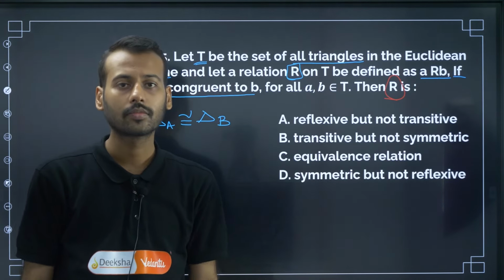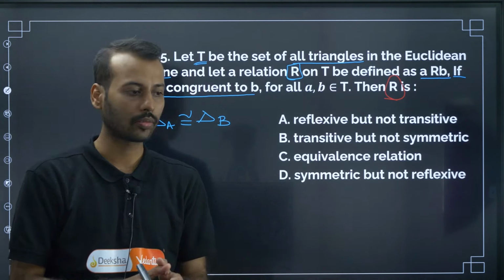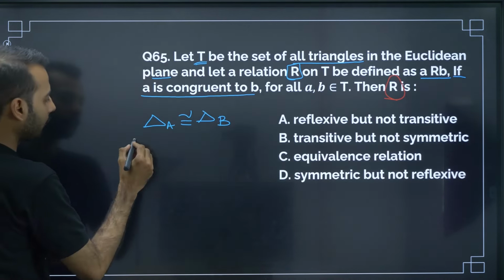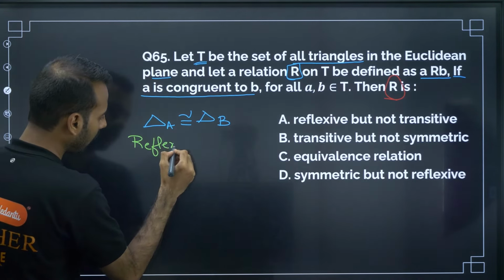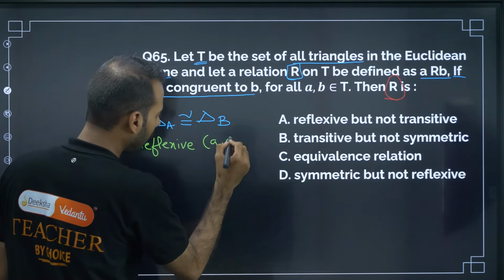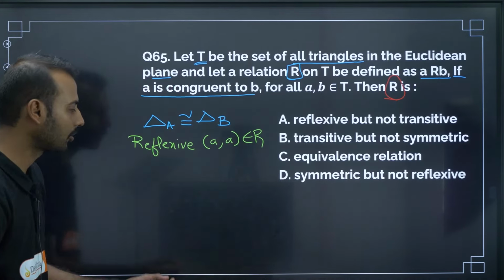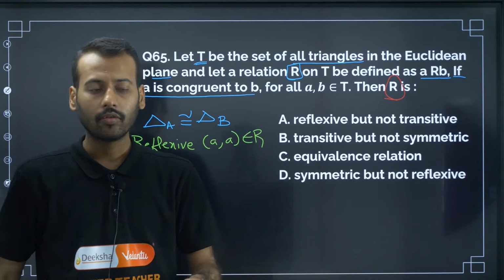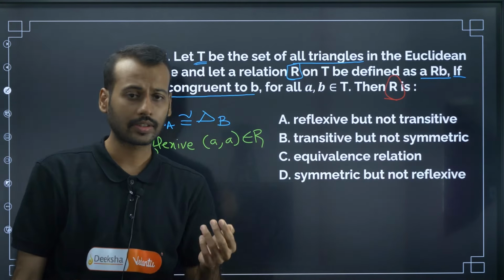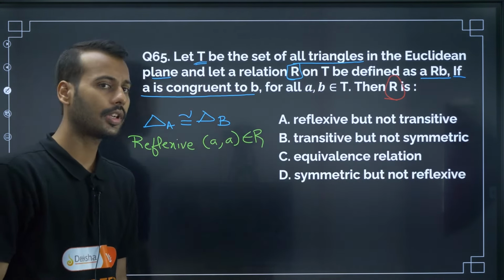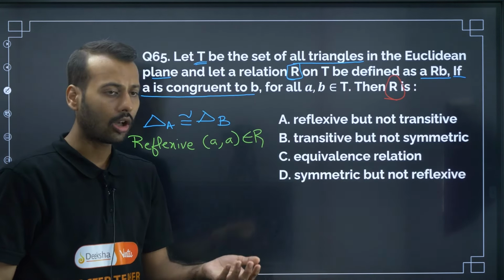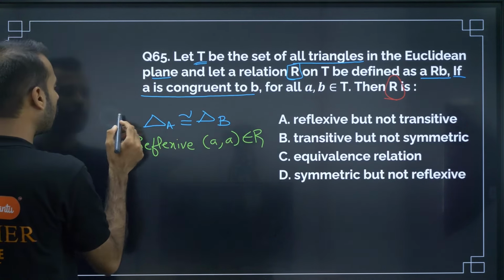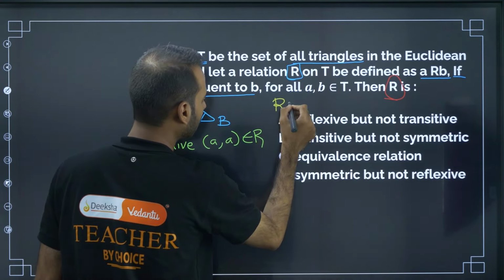Now for reflexive, how to check for reflexive? Let me write synopsis. For reflexive, (A, A) belongs to R. Reflexive means one triangle should be congruent to itself. Now, considering one triangle, will it be congruent to itself? Yes, it will be congruent to itself. It is very obvious because all the angles, all the sides, everything will be the same. So this relation is reflexive.